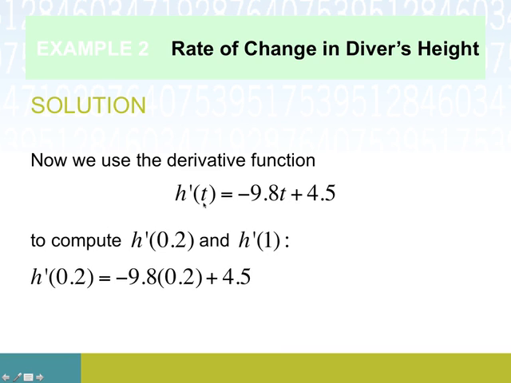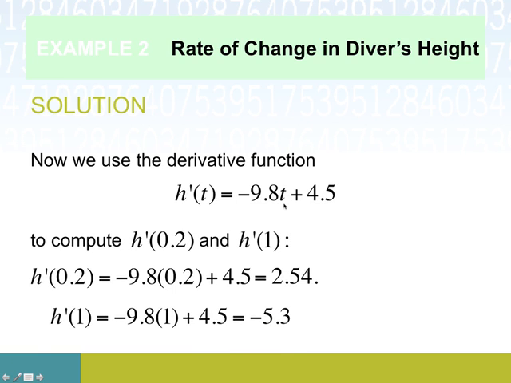So this just asks us to go to our derivative function and replace t with 0.2. With a little simplification, we get 2.54. And then h prime of 1, same deal, go back to the derivative function but plug in 1 for t. And that gives us a negative 5.3.